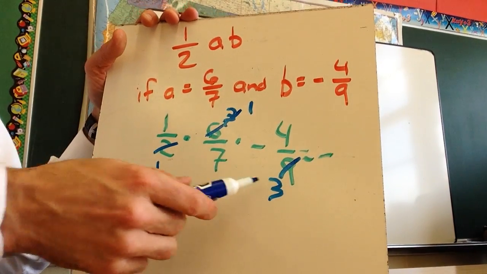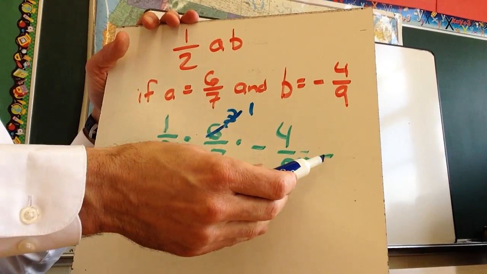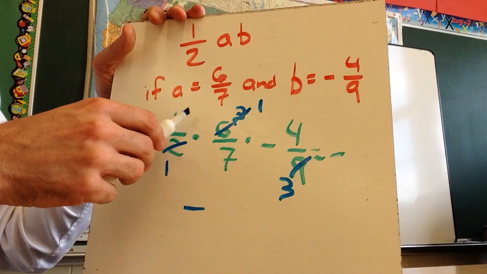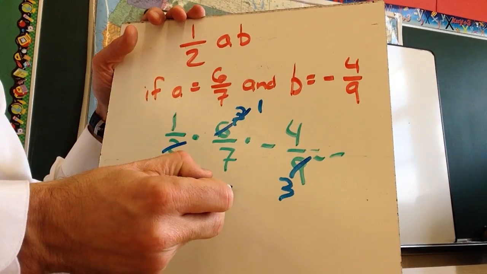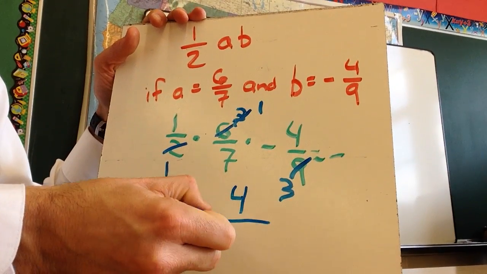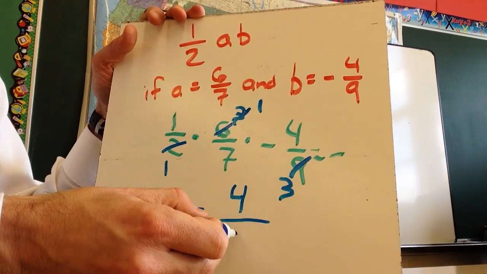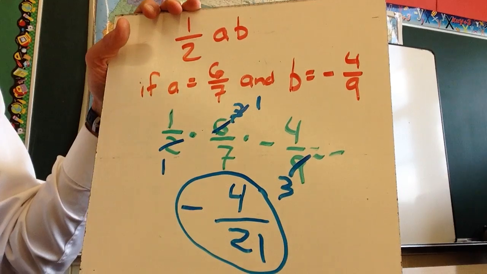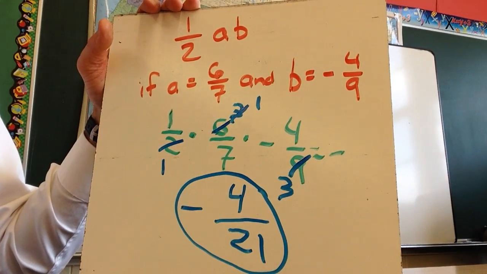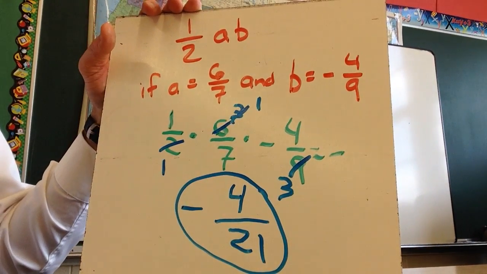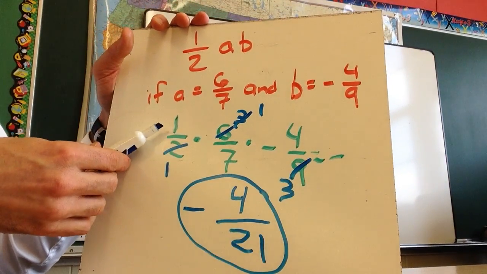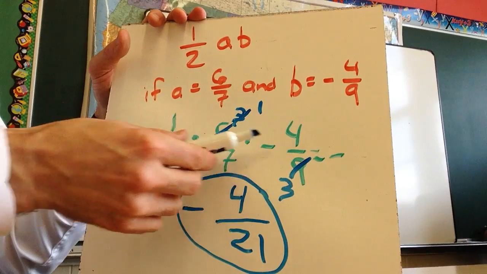Now keep in mind, my final answer we said was going to be negative. I have that negative sitting over there. I'm just going to multiply across the top. 1 times 4 is 4. 1 times 7 times 3 is 21. So my final answer is -4/21.